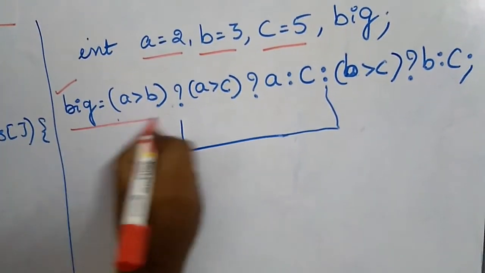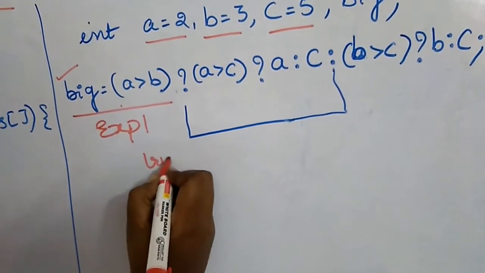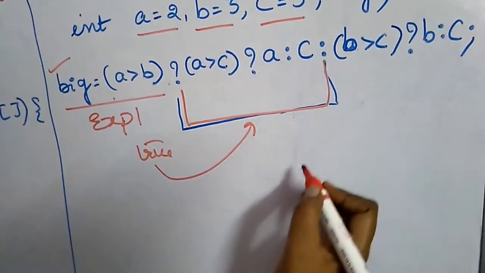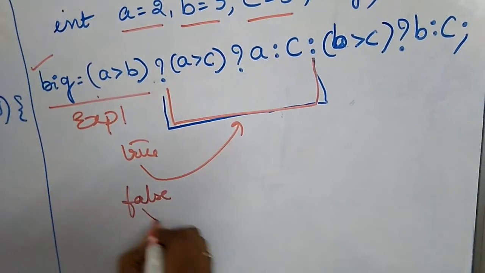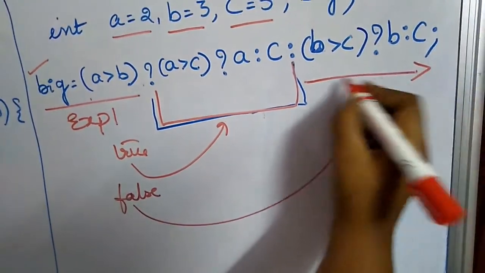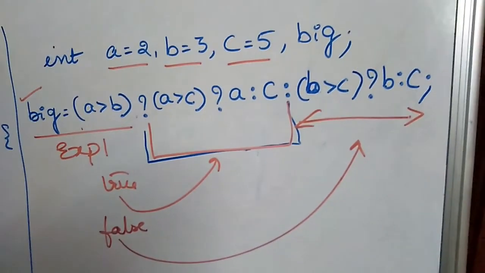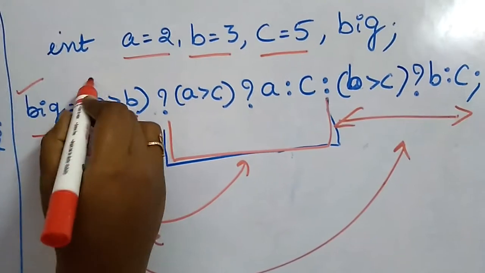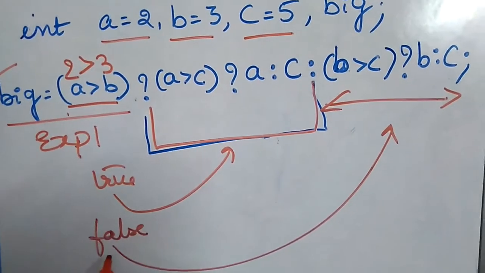Now this is your expression 1. If this expression 1 is true, this part will be executed, from here till here. If this is false, the part from here till here will be executed. We'll see the logic now and how the answer is evaluated. Now I am saying a is greater than b. What is a? a is 2. Is 2 greater than 3? This is false.